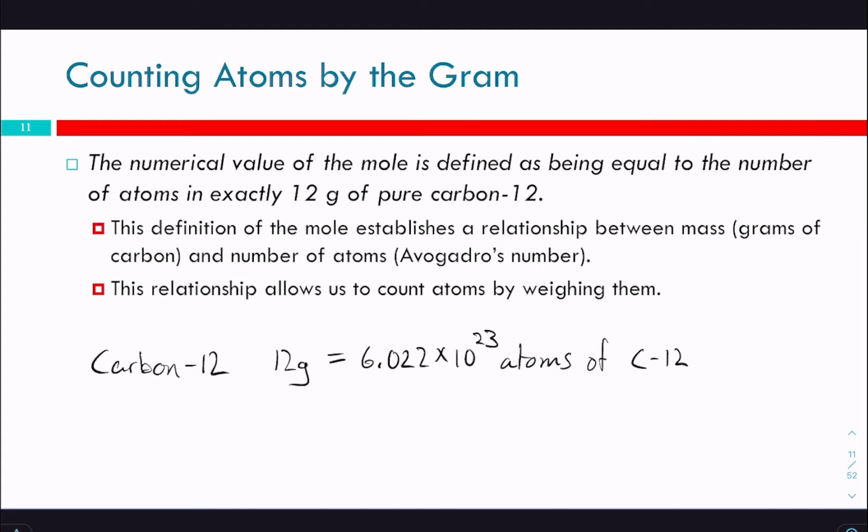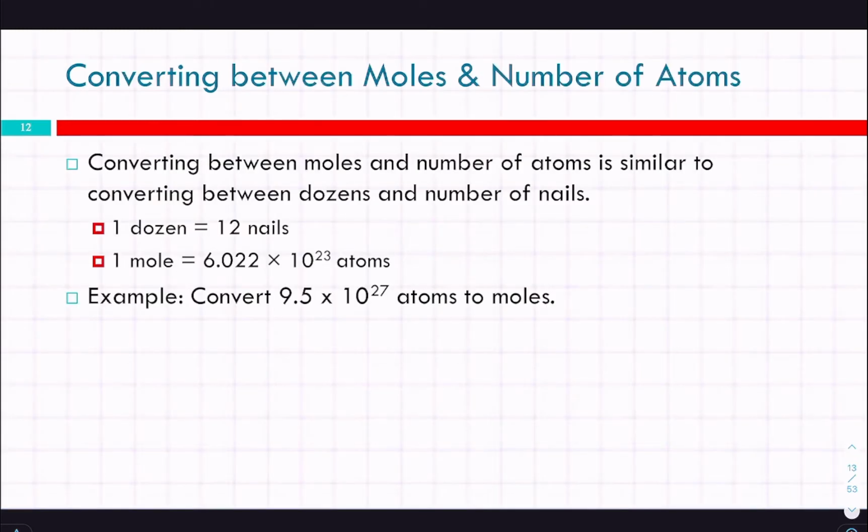So then we can count the number of atoms by weighing them, rather than one at a time. Okay, so if we can convert between moles and number of atoms, similar to converting between dozens and number of nails. All right, so if you have 1 dozen nails, that's 12 nails. Easy to do that conversion. Similarly, 1 mole of something, or 1 mole of a number of atoms, is this many individual atoms.